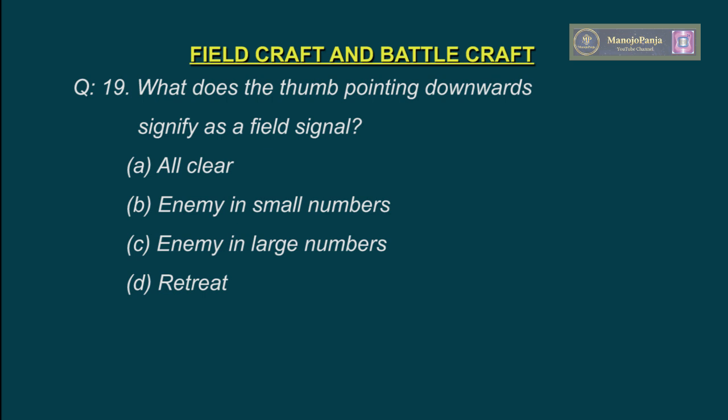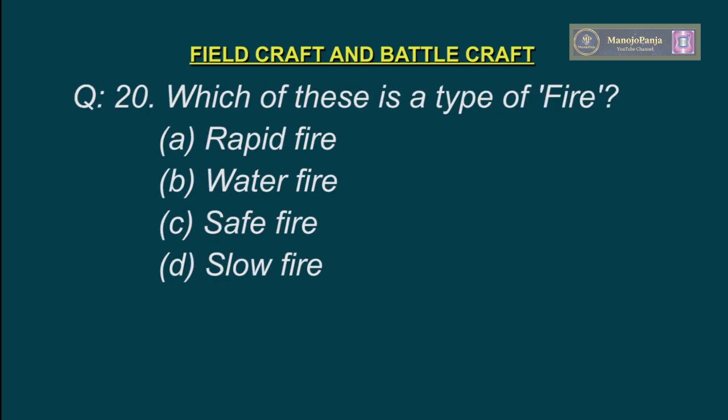Question 19. What does the thumb pointing downwards signify as a field signal? A. All clear. B. Enemy in small numbers. C. Enemy in large numbers. D. Retreat. Right answer B. Enemy in small numbers.